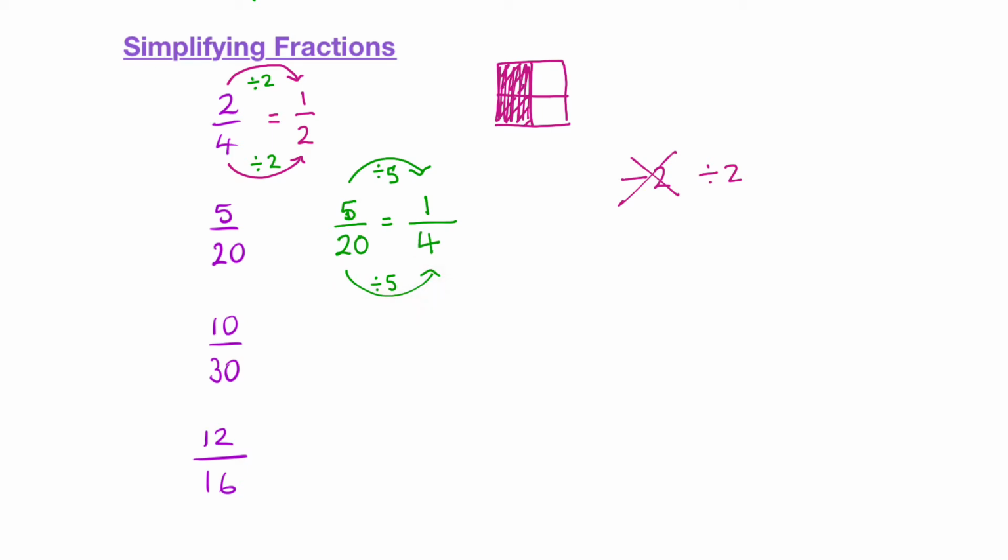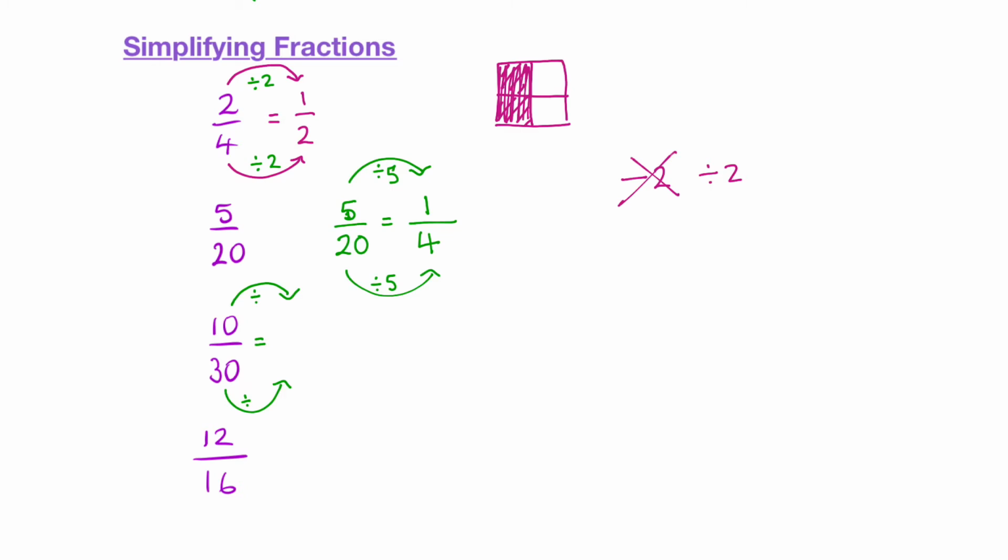So 5/20 is exactly the same size as 1/4. And I hope you'll agree that trying to imagine what 5/20 looks like is a lot more difficult than imagining what 1/4 looks like. Remember, we say 1/4 as 1/4, not 1/4. Okay, the next one. So 10/30. So again, we're going to divide top and bottom by the same amount. So we need to find a times table that 10 and 30 are both in.